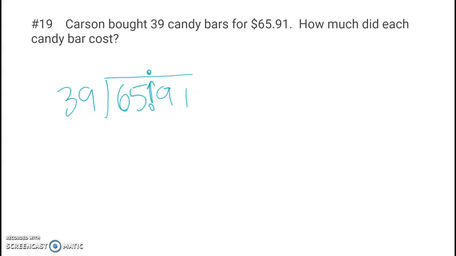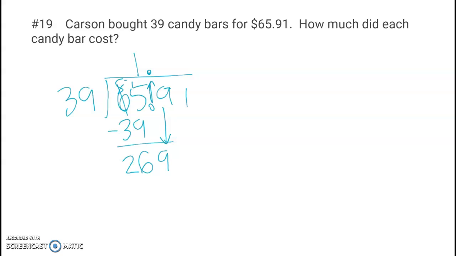I'm just going to put the decimal up at the top. 39 doesn't go into 6, but it'll go into 65 one time. 39 times 1 is 39. Subtract, and I'll do some borrowing. 15 minus 9 is 6. 5 minus 3 is 2, and I'll carry down my 9.